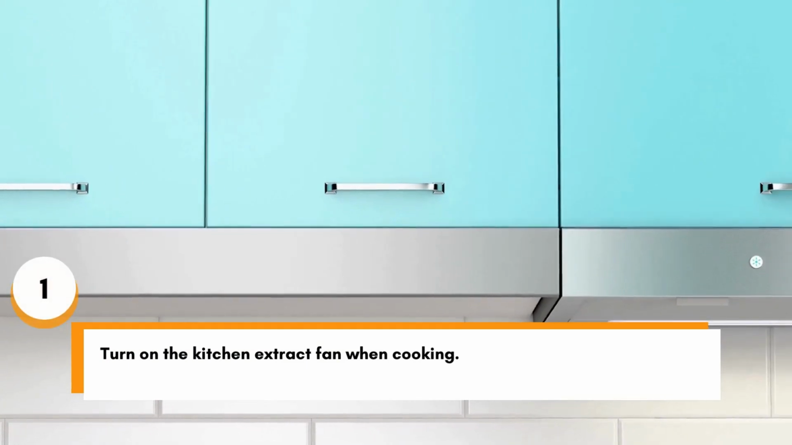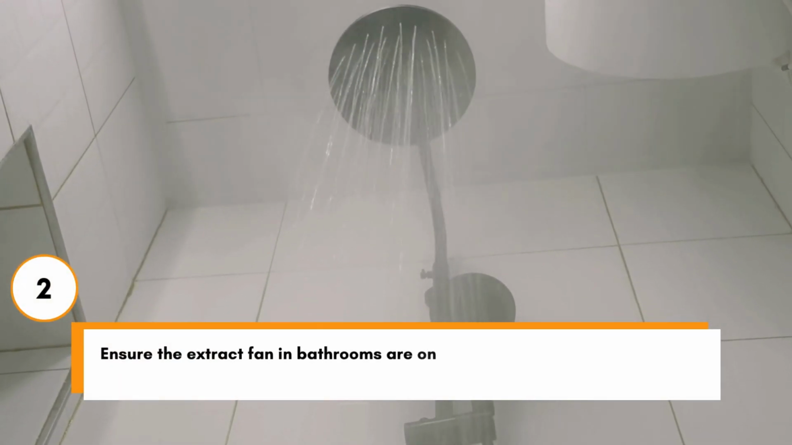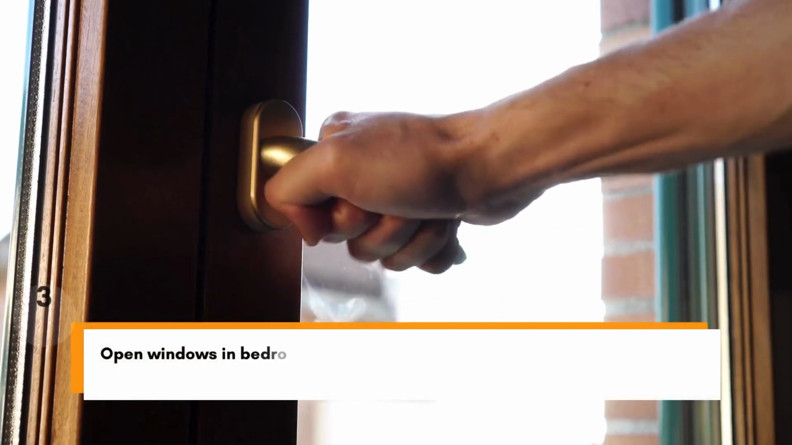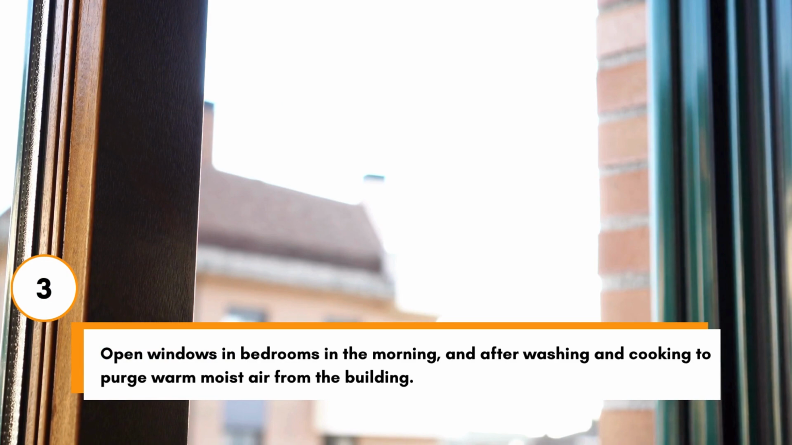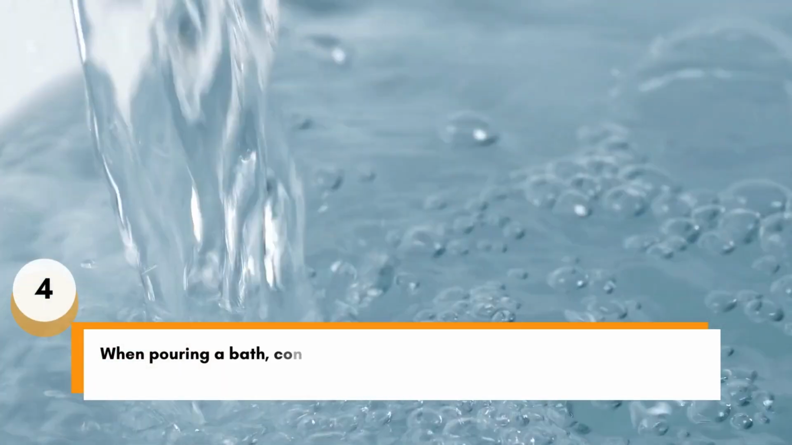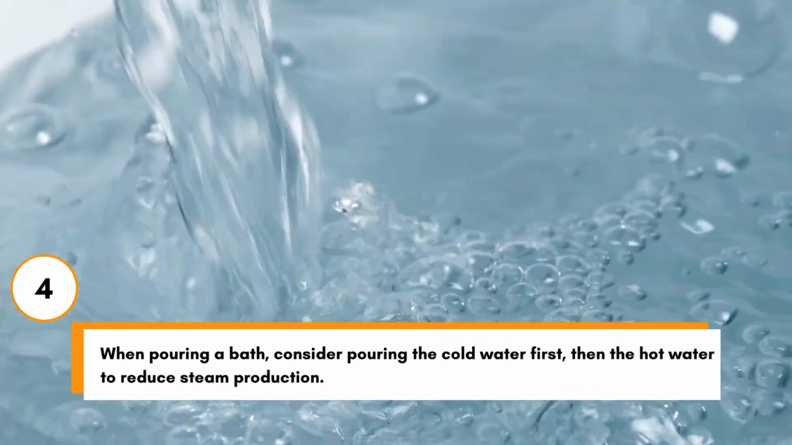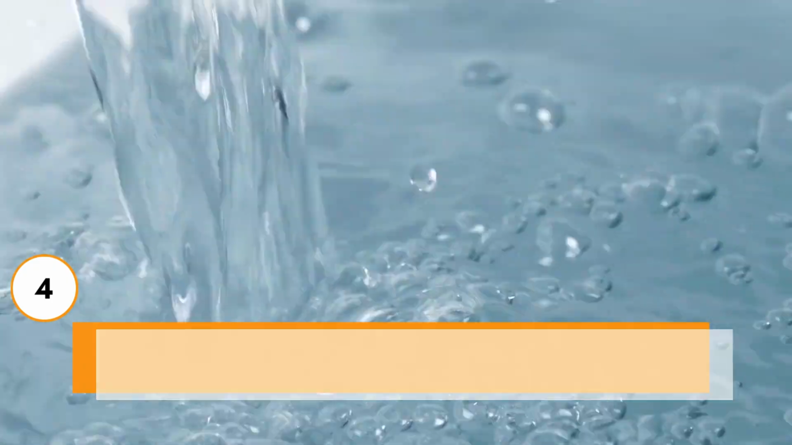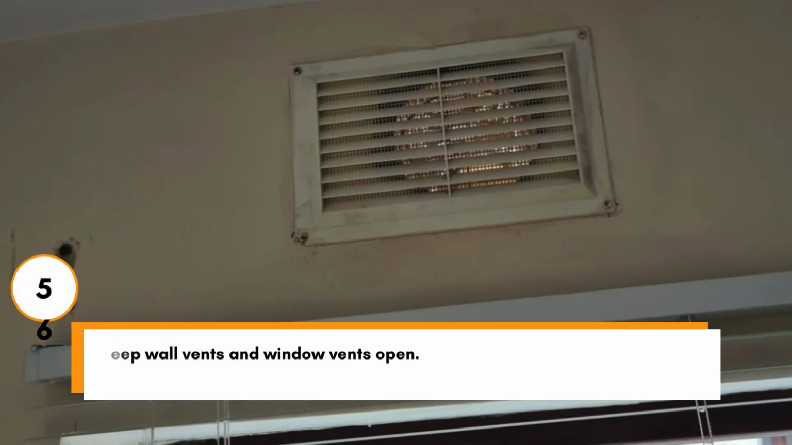1. Turn on the kitchen extract fan when cooking. 2. Ensure the extract fan in bathrooms are on. 3. Open windows in bedrooms in the morning and in kitchens and bathrooms after washing and cooking to purge warm moist air from the building. 4. When running a bath, consider pouring the cold water first, then the hot water to reduce the amount of steam produced. 5. Keep wall vents and window vents open.